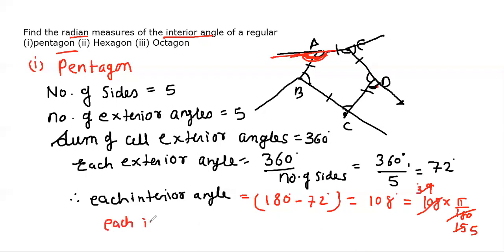Therefore, each interior angle is equal to 3 pi upon 5 radians. Got it? 3 pi upon 5 radians is my answer. Please copy this down for the pentagon, and I will solve for the hexagon and octagon.